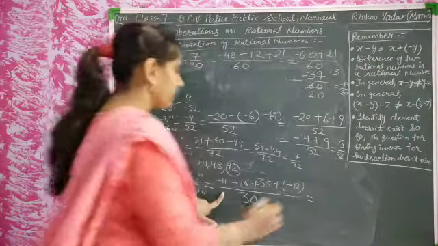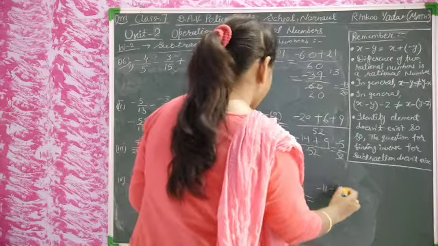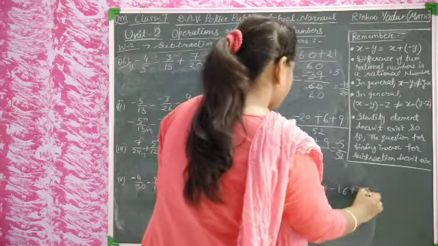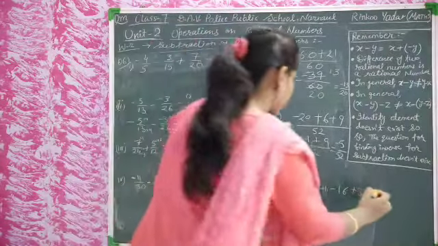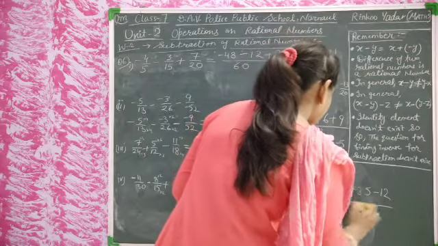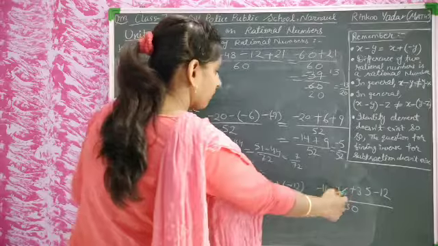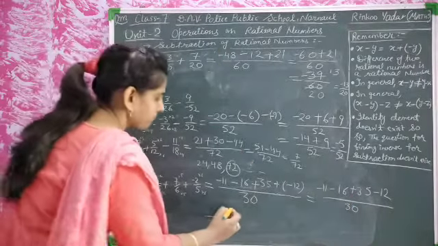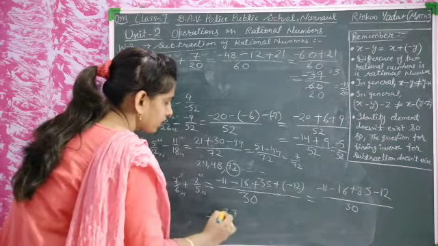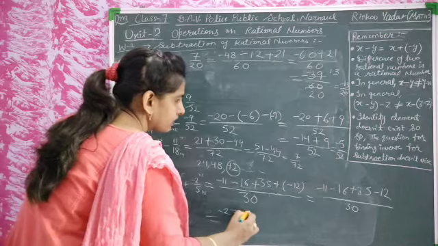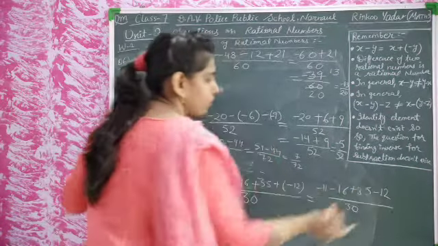Now we will solve here. Minus 11 minus 16 plus 35, and plus minus 12, divided by 30, and that becomes equal to minus 11 minus 16, that is minus 27, and plus 35 minus 12. Solve both the numbers.